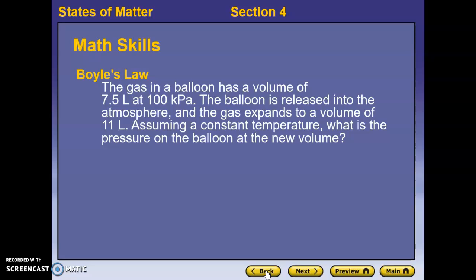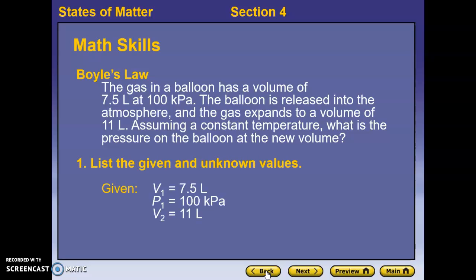So if we take a look at this, the gas in a balloon has a volume of 7.5 liters at 100 kilopascals of pressure. The balloon is released into the atmosphere and the gas expands to a volume of 11 liters. So if we assume that the temperature doesn't change, what is the pressure on the balloon at the new volume? So we know that higher in the atmosphere there is less pressure because there is less air, but how much is the pressure different? So we know volume 1, pressure 1, and volume 2.